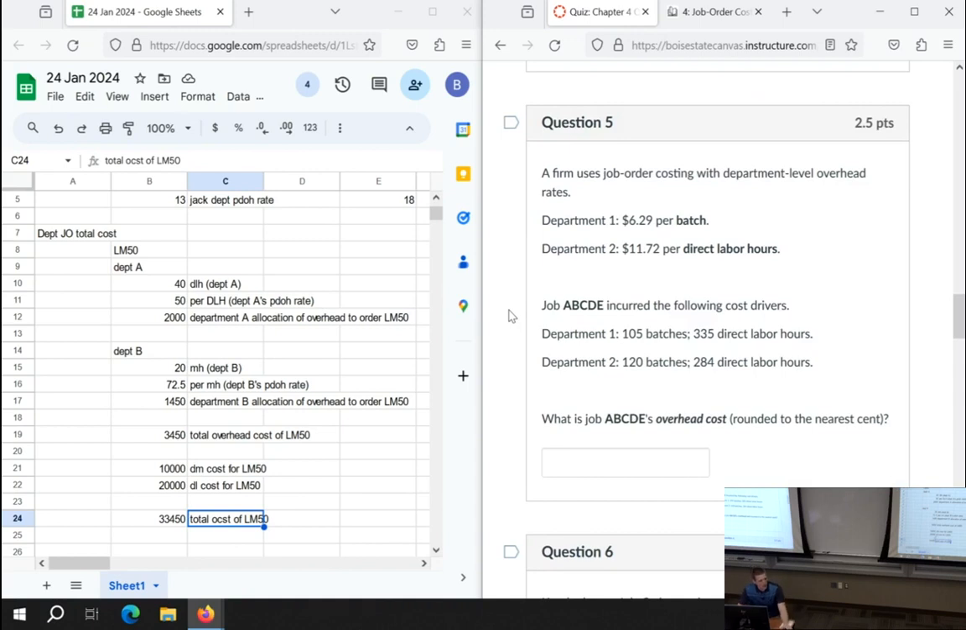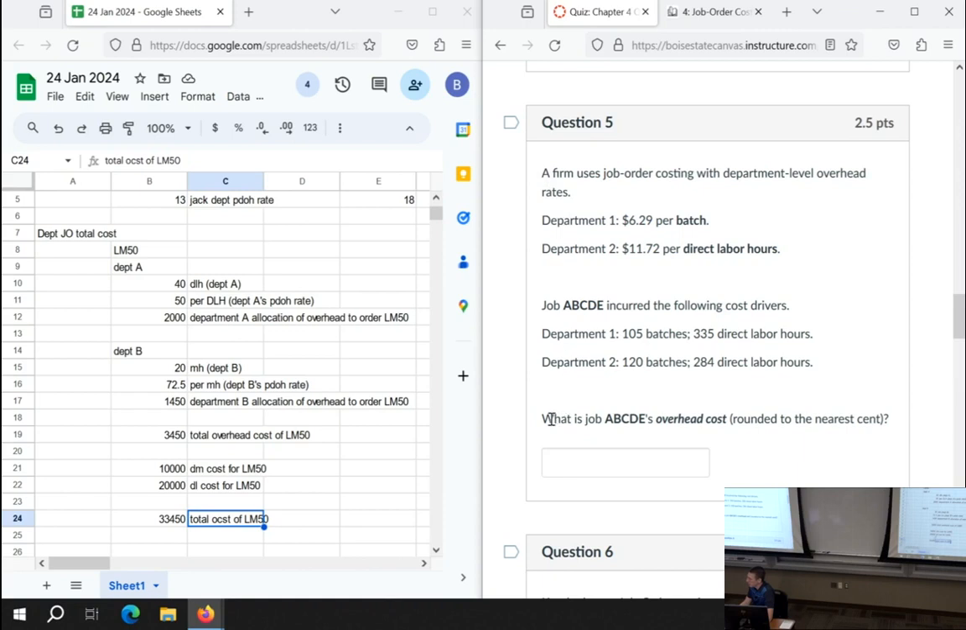All right, any other job order costing, chapter 4 job order costing questions that you've got a burning desire to go over before Friday? Style of question? Yeah. This one right here? Sure.